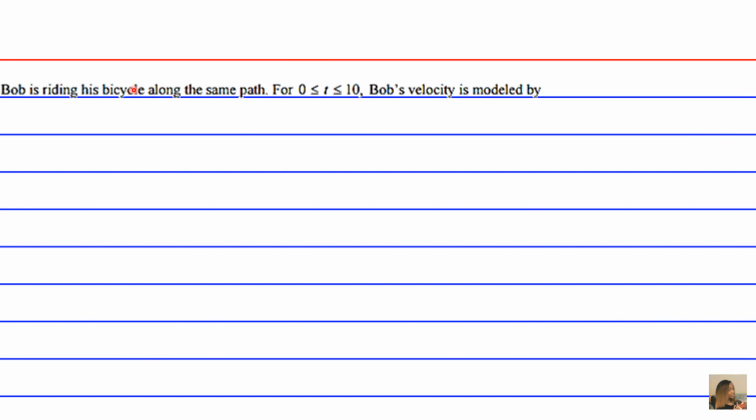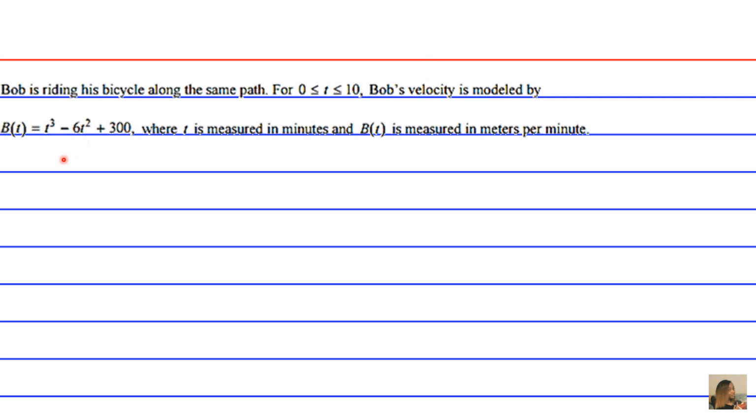Bob is riding his bicycle along a path, okay? For t greater than or equal to 0 minutes and less than or equal to 10 minutes. So this is a time interval.